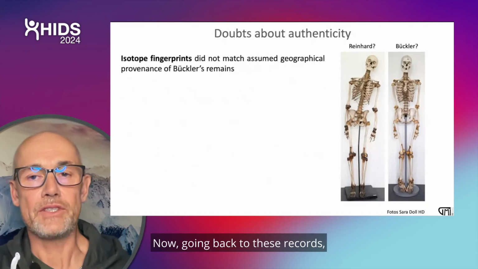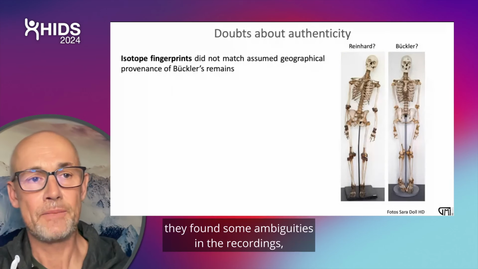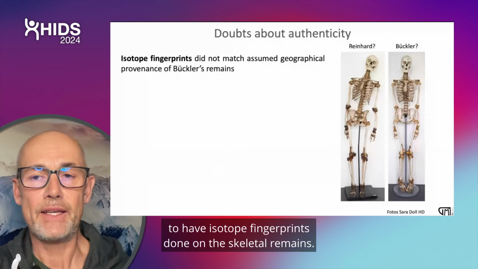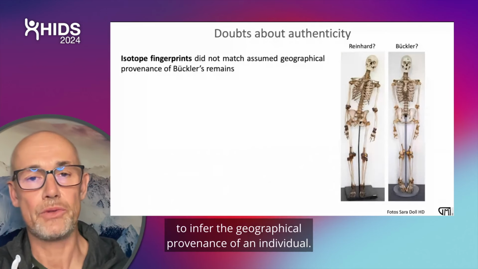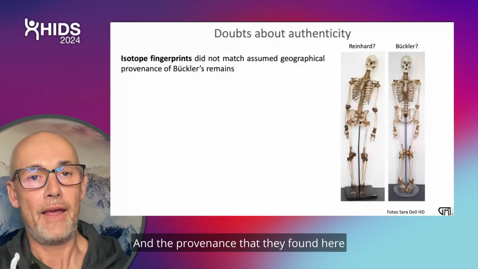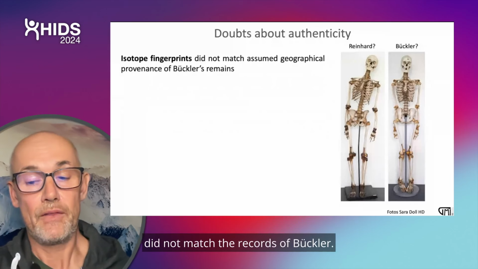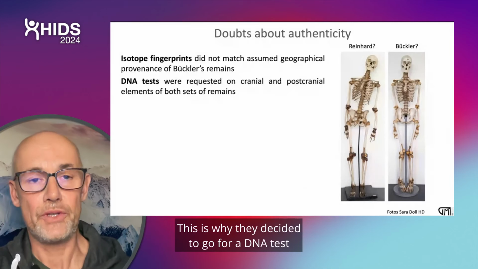Now, going back to these records, they found some ambiguities in the recordings, which is why they decided to have isotope fingerprints done on the skeletal remains. You can use those in order to infer the geographical provenance of an individual. And the provenance that they found here did not match the records of Bückler. This is why they decided to go for a DNA test.